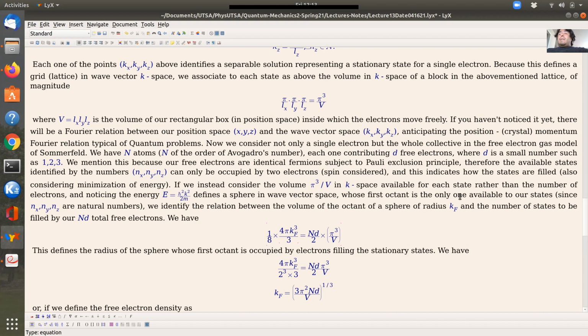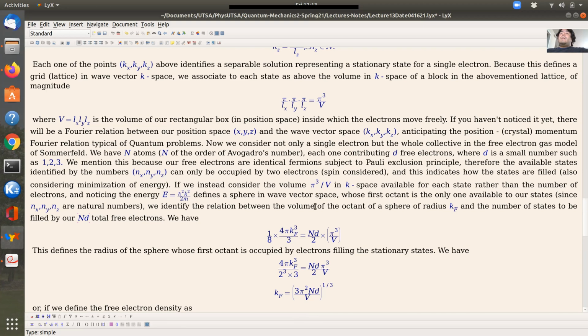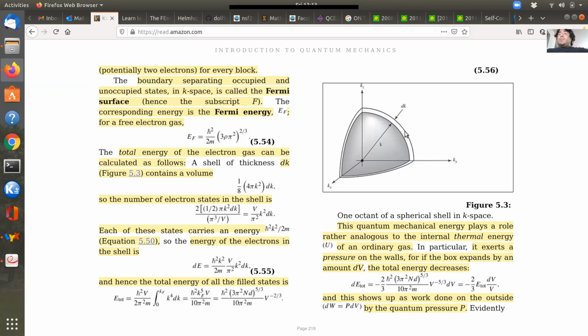And basically the number of states to be filled by our N_D total free electrons. This is something that we know: how many electrons we have. We also know how many states, and we know the volume. So we basically want to count how many electrons we have in the shell, which we'll perform by integration. We'll present the analysis in a second. And then we'll add the total energies.